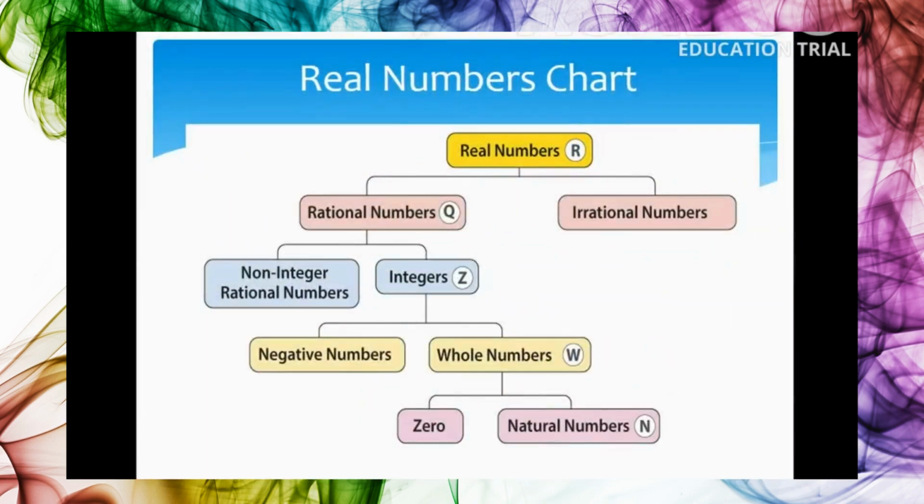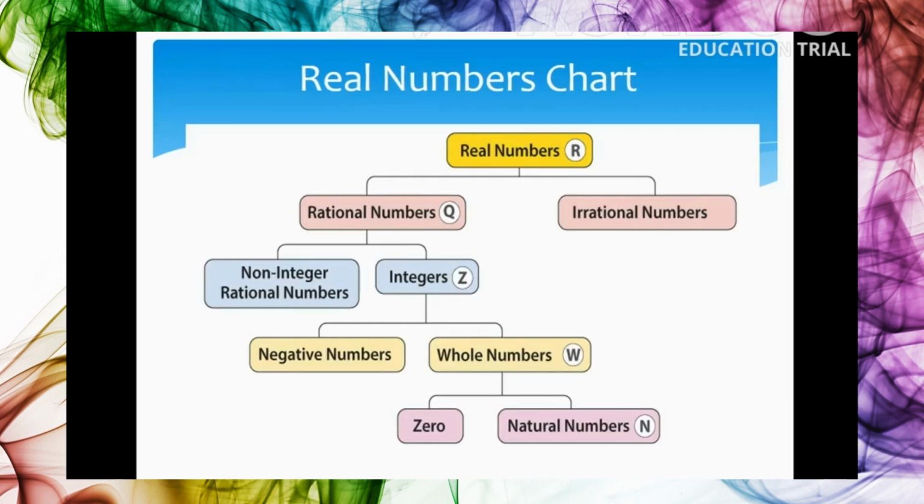Next, here we can see a chart representing the classification of real numbers. Here we can see real numbers are basically classified into two collections. One is rational numbers and the other is irrational numbers. Rational numbers and irrational numbers together are called real numbers. And rational numbers are again classified as non-integer rational numbers and integers.